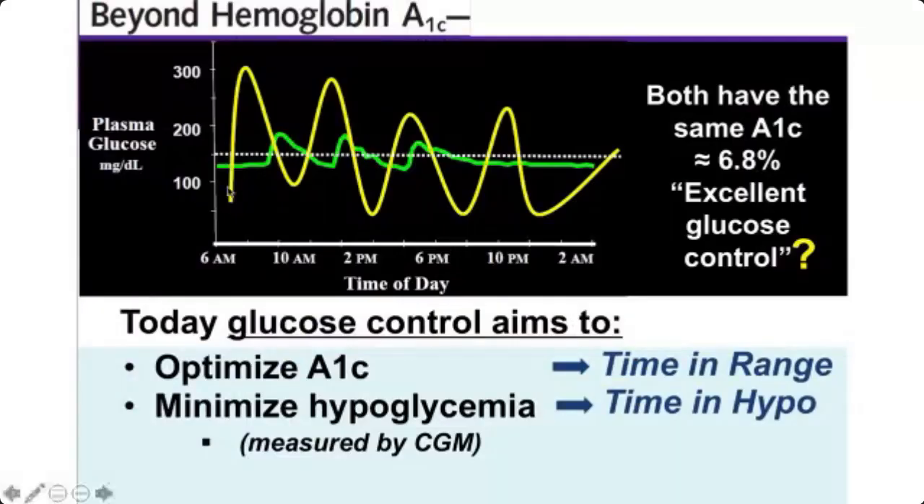So you might have two blood sugar monitorings, one with high variability, the other with low variability, and both of them get the same mean hemoglobin A1C of 6.8, which is excellent. The one in yellow gets multiple hypoglycemia because of increased variability, while the one in green is toward the flat line with lower risk of hypoglycemia. And both of them give the same hemoglobin A1C.